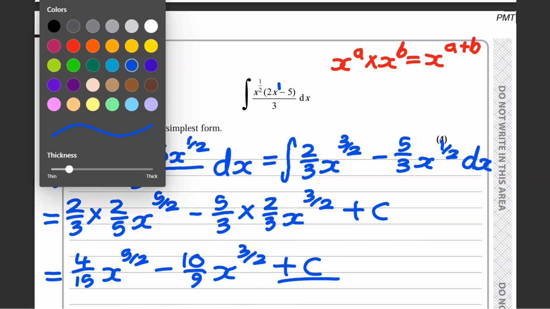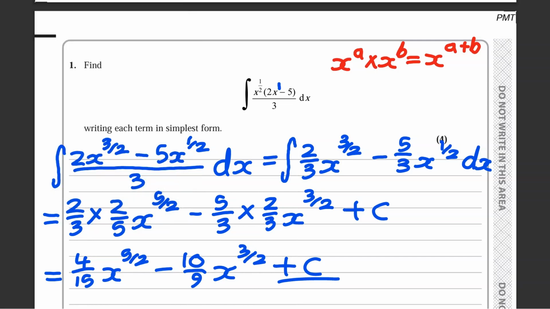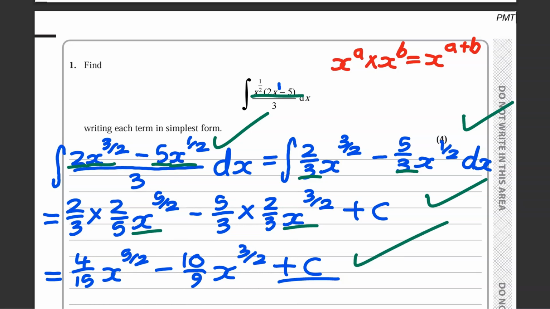And then that's the final answer. So in order to get all the marks here, you get 1 mark for showing that when you expand this bracket you get an x to the power of 3 over 2 term and an x to the power of a half term. You get another mark for getting the coefficients right here, the 2 over 3 and 5 over 3. You get another mark for integrating in order to show you get the x to the power of 5 over 2 and x to the power of 3 over 2, and then you get another mark for getting this final answer here. You need to include the plus c here in order to get the 4th mark.